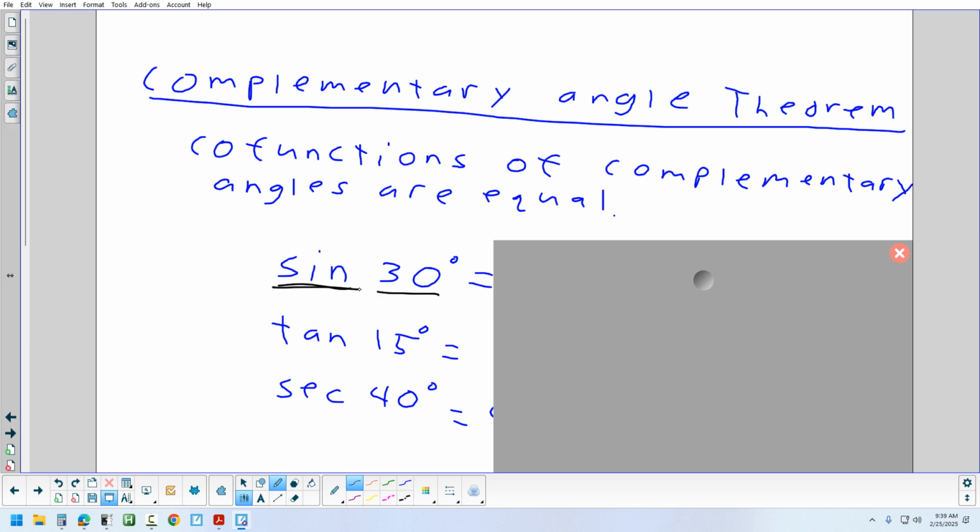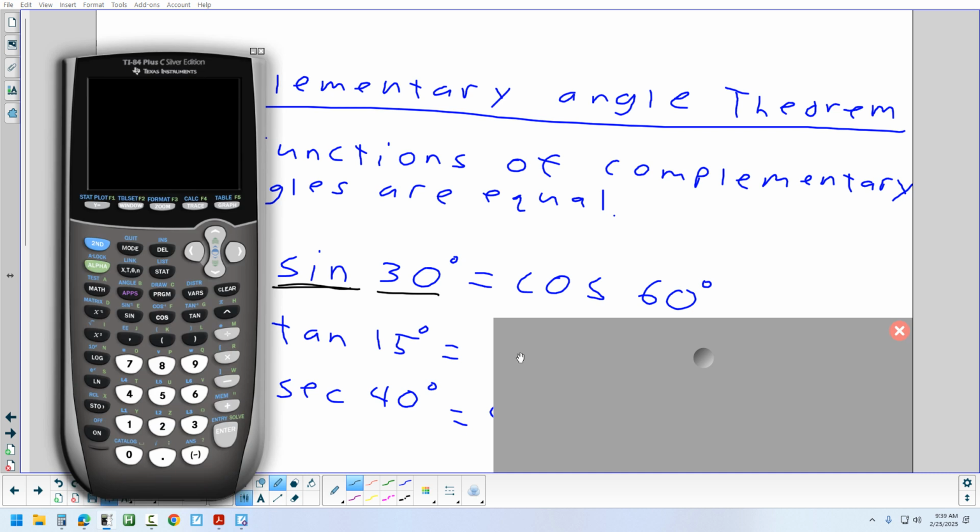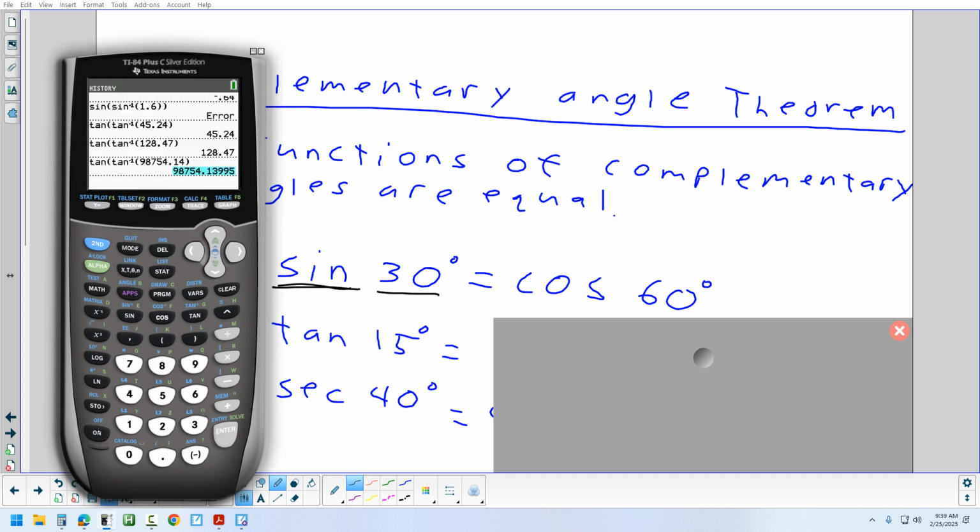So start with sine. What's your cofunction? Cosine. And what's the complement of 30? 60. The sine of 30 and the cosine of 60 come out exactly the same. And I can show you if I just type it in. I'm not going to type them all in, but I'll just do the first one. They come out exactly the same.